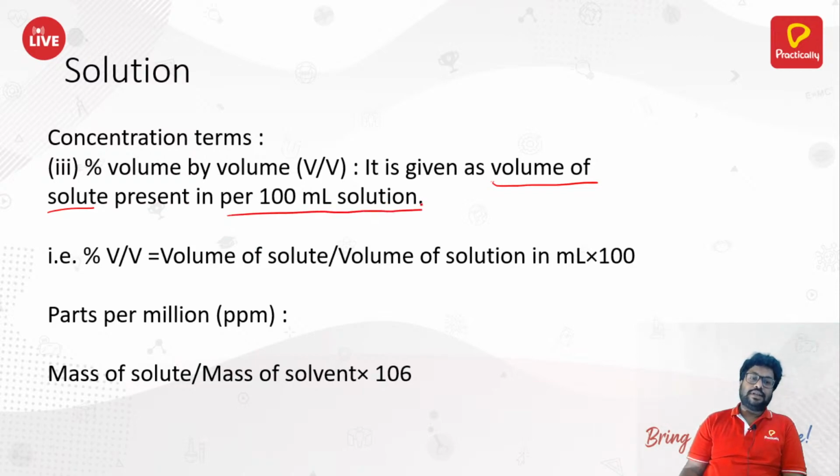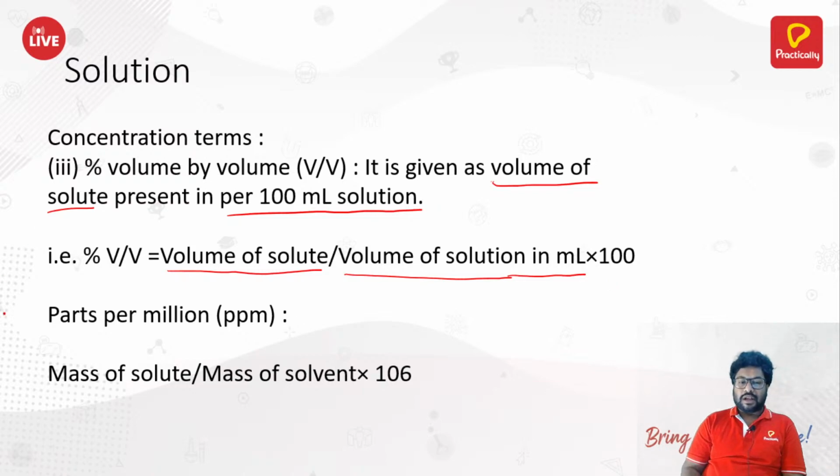Or in other words, percentage V by V, percentage volume by volume, is equal to the volume of solute divided by the volume of solution in ml, multiplied by 100. That is called percentage volume by volume.